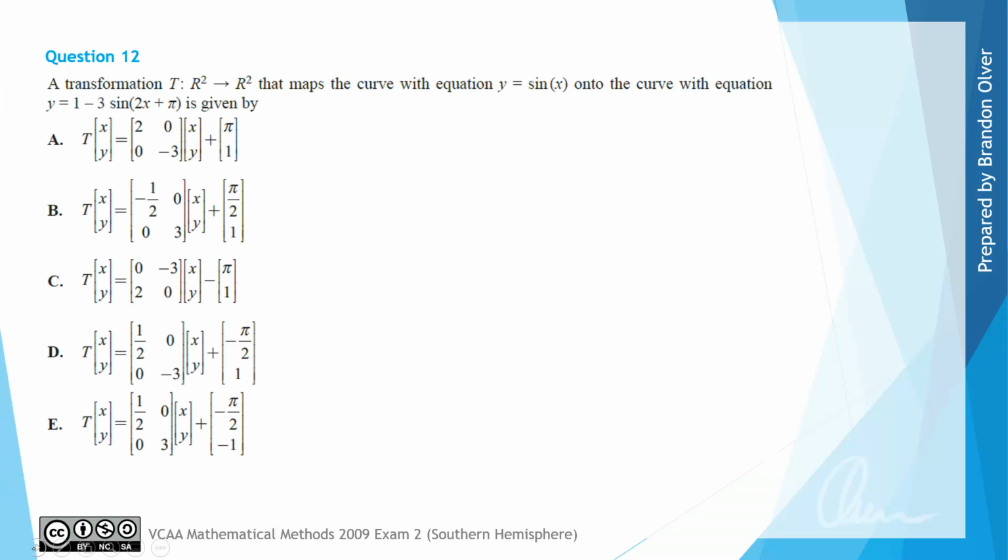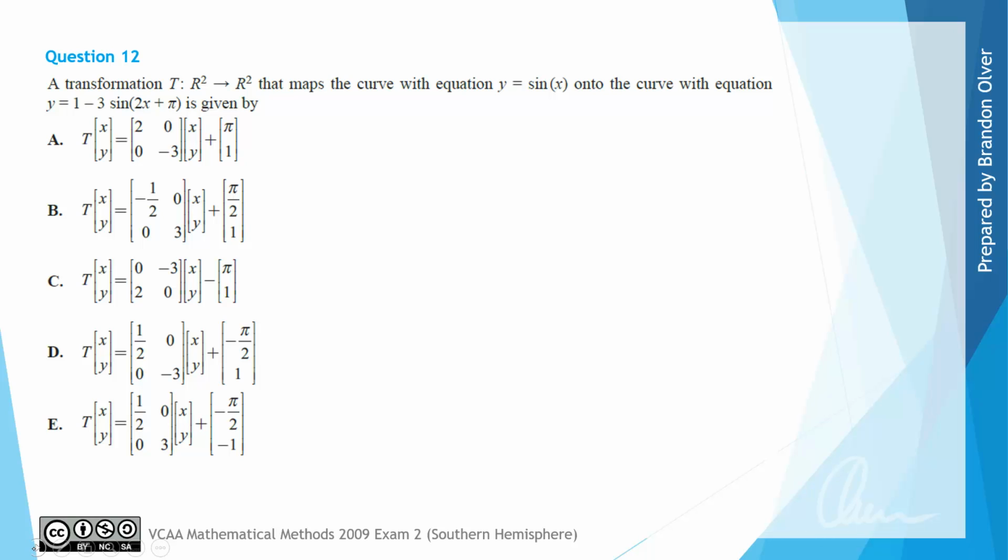So for question 12, we have a transformation T, which maps from R2 to R2. So it just means we start with a Cartesian plane, we end with a Cartesian plane. And the transformation T that maps the curve with equation y equals sine of x onto a curve with an equation y equals 1 subtract 3 sine of 2x plus pi is given by one of the following transformations.